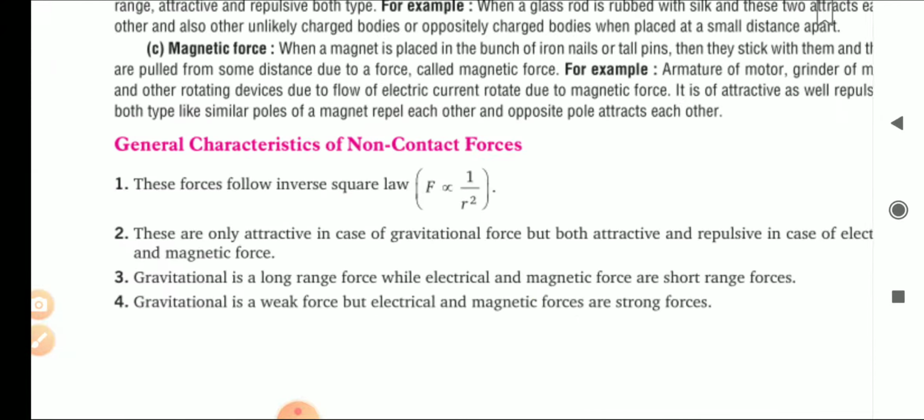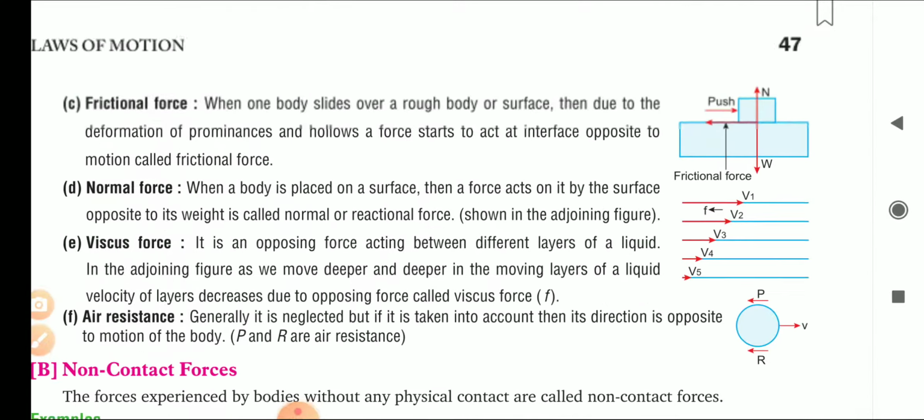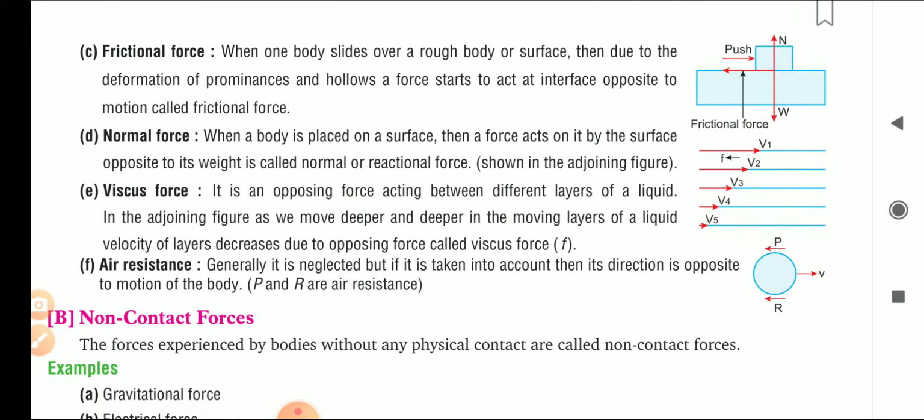Okay, next one is frictional force. It is very simple and also very important, and we come across it in our daily life. Everywhere there is a frictional force. If there were no friction, we would not be able to walk, or ride a bicycle or any vehicle. There is a frictional force between the tire of a vehicle and the road, and only then is the vehicle able to move on the road. There is a frictional force between our feet and the ground, and only then are we able to walk on the ground.